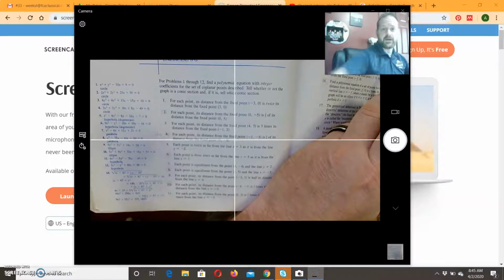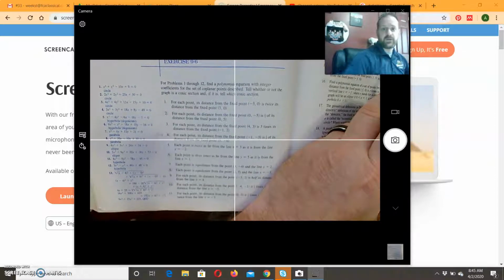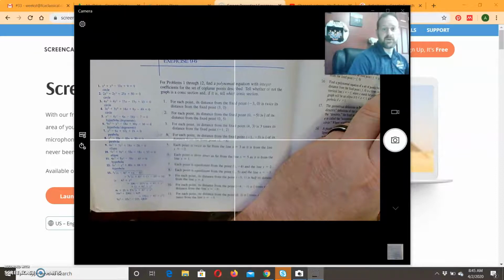Again, it says to find a polynomial equation with integer coefficients for the set of coplanar points described. Tell whether or not the graph is a conic section. If it is, which one? Okay, so I'm going to work number 1.